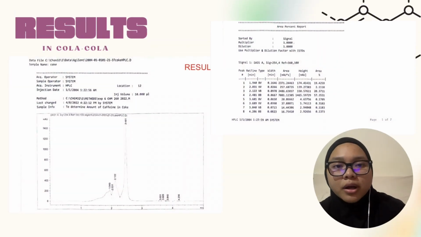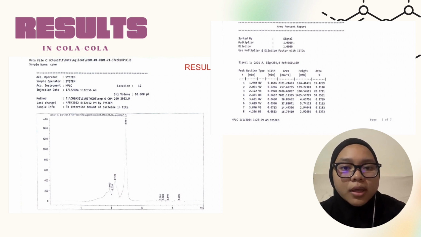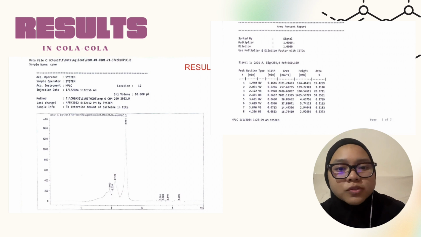Result in Coca-Cola. I will now explain based on the printed result and graph that have been shown in the slide. First, for the Coca-Cola sample, the retention time (RT) for the caffeine peak is 2.481 minutes, which matches the standard. And then the peak area for caffeine is 7001.12365 milli-absorbance unit seconds. This is approximately 57.355% of the total area. As you can see, the additional peaks represent other compounds present in Coca-Cola.